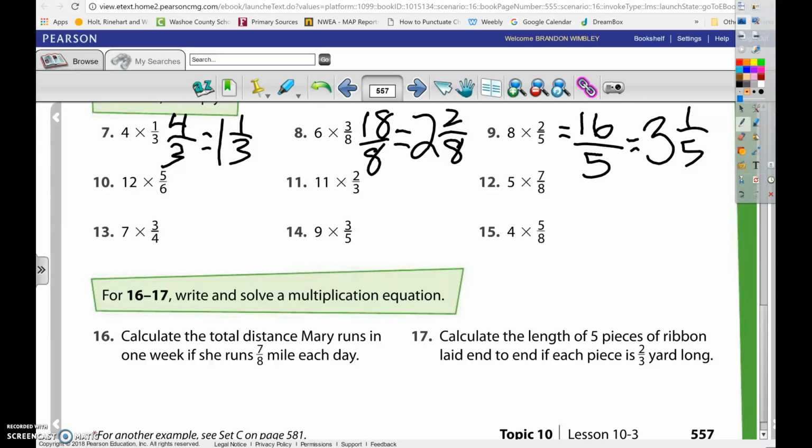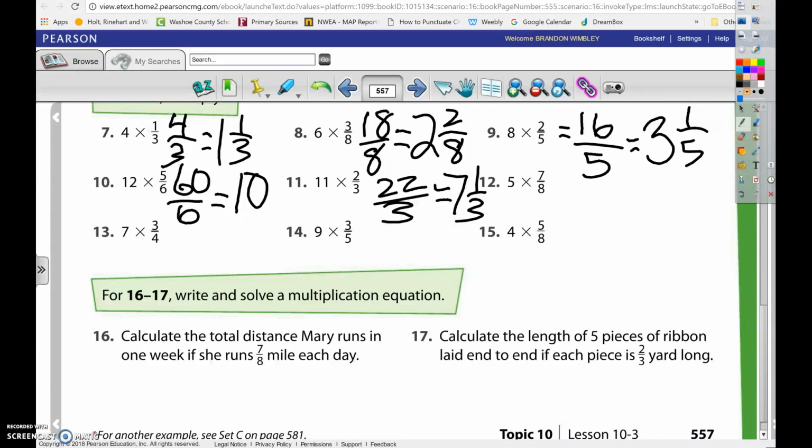All right, we're going to go faster through these. 12 times 5 is 60 over 6, and I can rename that as 10 wholes. Number 11, 11 times 2 is 22 over 3, which can be renamed as 7 with 1/3 left over. So I can take 7 wholes out. 5 times 7 is 35 over 8. And 8 can go into 35 4 times, because that would be 32. 35 take away 32 would give me 3 pieces left over. So I'd have 4 3/8.